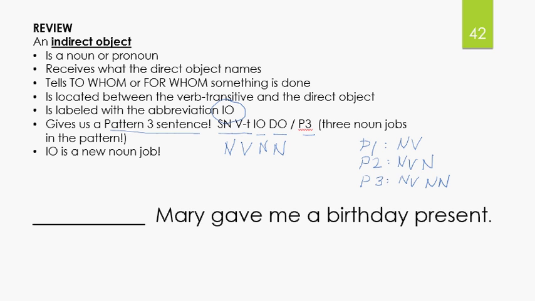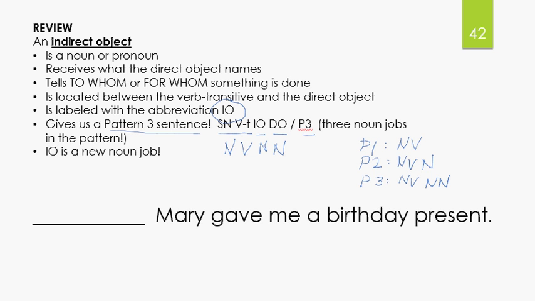So now we have, I think we've got 4 noun jobs now. We've got subject noun, we've got object of a preposition, direct object, and now indirect object. We have 4 noun jobs now. These nouns are busy. All right, let me show you how to find the indirect object in a sentence.